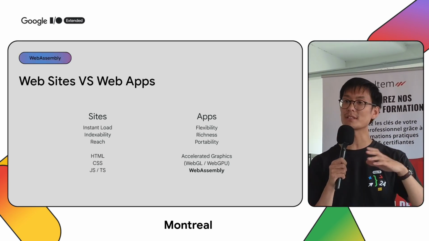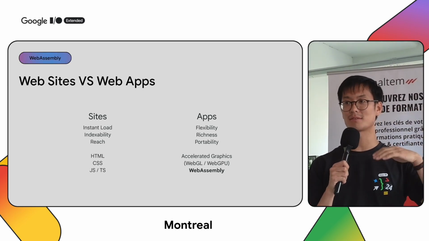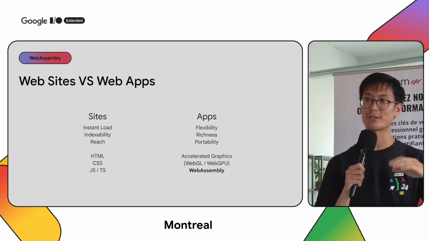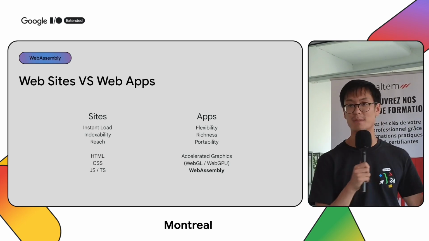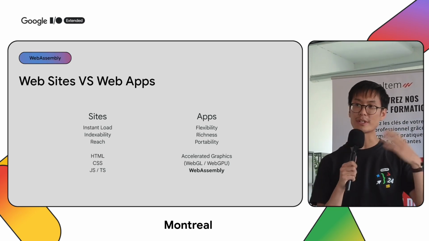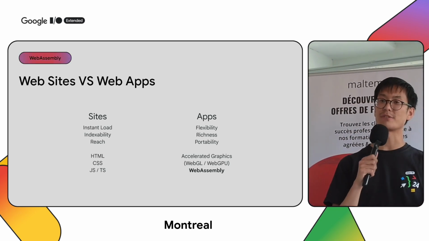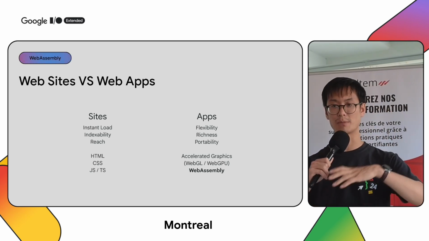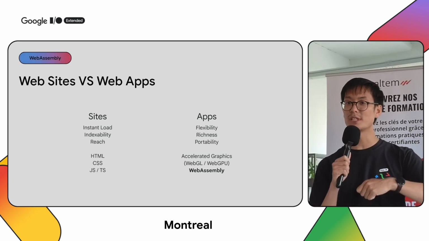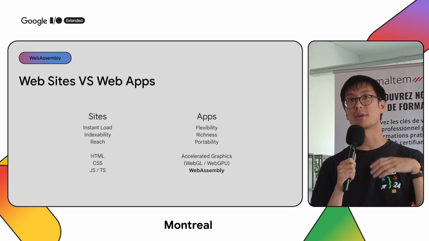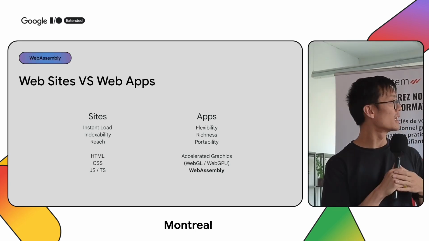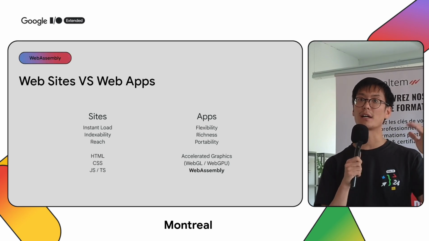So basically, a website is more about indexing fast. When you just type enter, you see the website, and it's basically made with HTML, CSS, JavaScript. When you go to an app, you don't expect that much. It will load slowly, but it will be complete. So it has to be flexible, portable. You might want it to be a PWA, for example, and also you want to reach high performance.